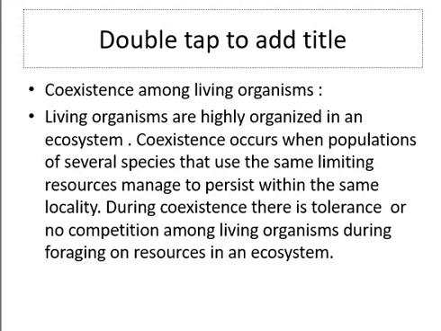Now, coexistence among living organisms. Living organisms are highly organized in an ecosystem. Coexistence occurs when populations of several species that use the same limiting resources manage to persist within the same locality. During coexistence, there is tolerance or no competition among living organisms during foraging on resources in an ecosystem, for example.